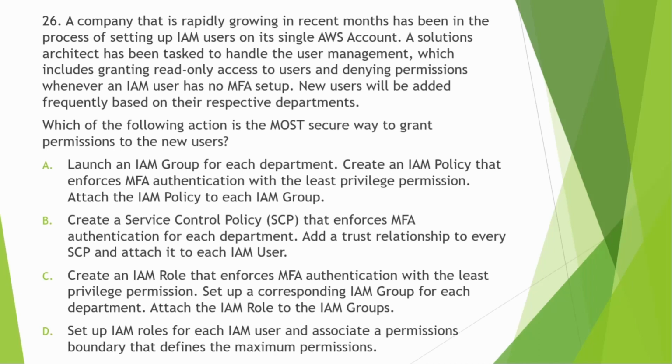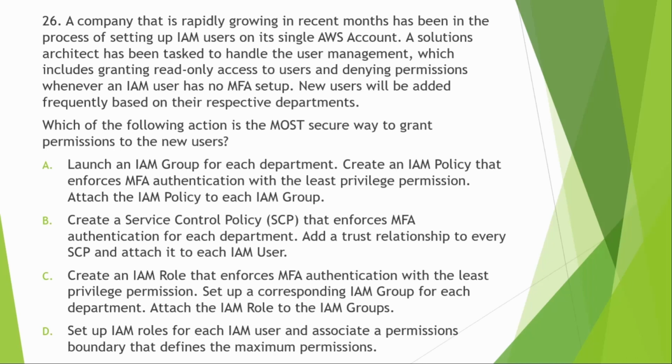Okay. So now create a service control policy that enforces MFA authentication for each department. Add a trust relationship to every SCP and attach it to each IAM user. First of all, SCP is used when you have multiple accounts. It's an organizational root account, all those things, right? But here they have clearly mentioned, when I read the question, I told you key point, single AWS account. So SCP does not even come into the picture.